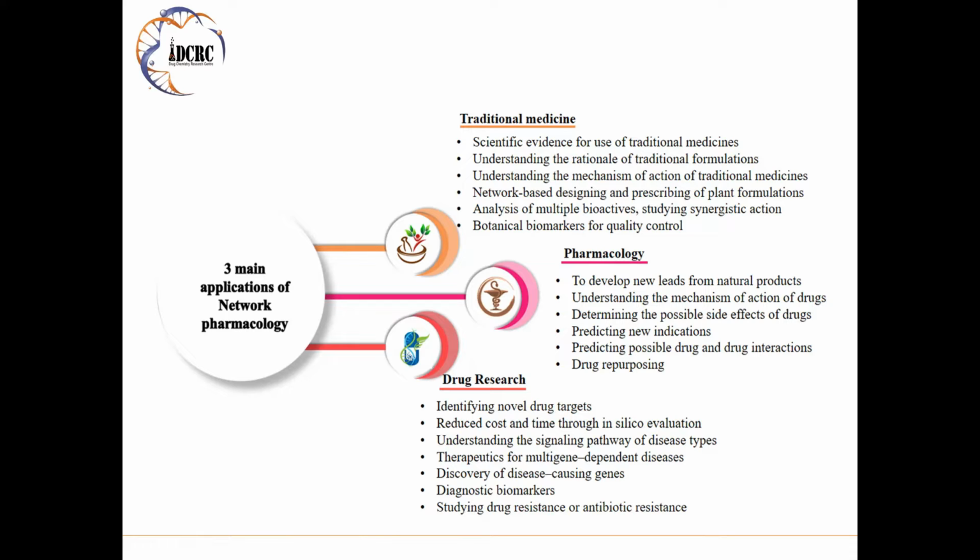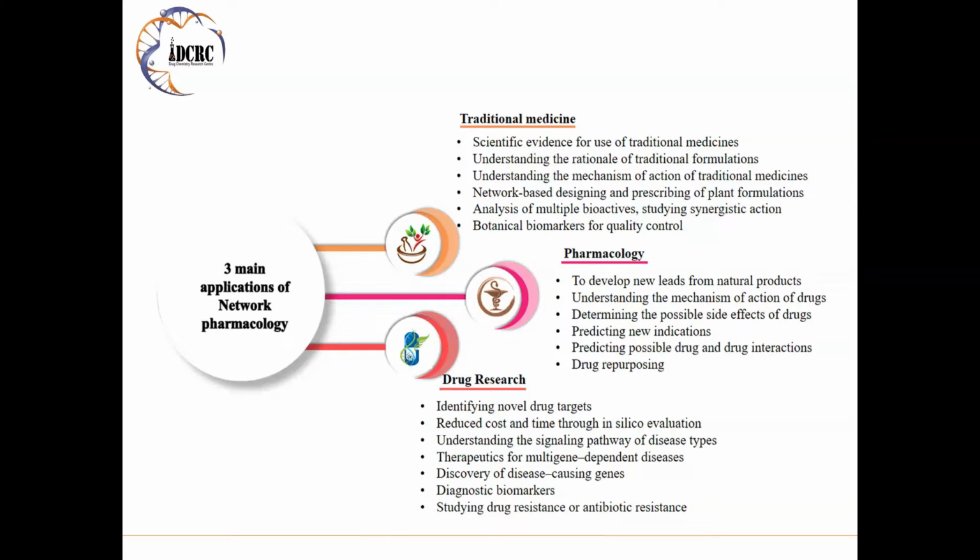Okay, so we can understand that too with the help of network pharmacology. Then, by studying different kinds of plants, or the phytoconstituents of a particular formulation, we can design a new formulation based on the plants. Then the botanical biomarkers for good quality: we can study the network and the composition of the plant with the help of network pharmacology, and we can describe the botanical biomarkers as well.